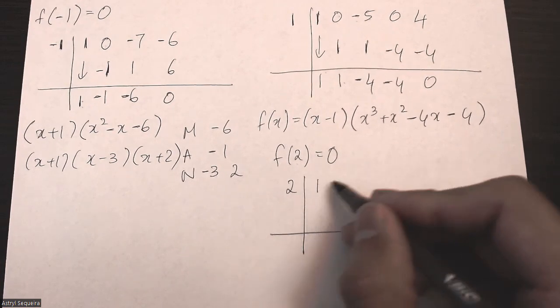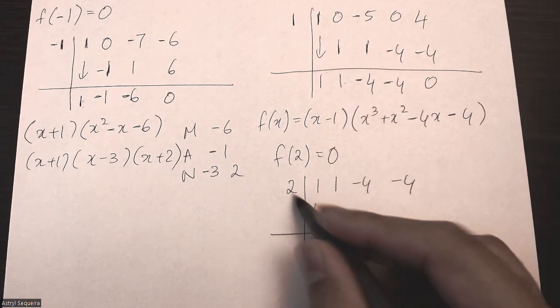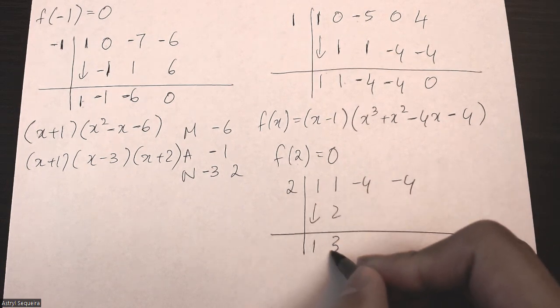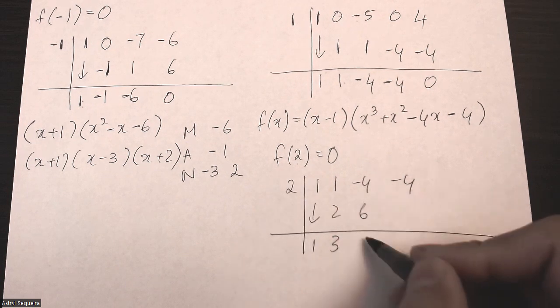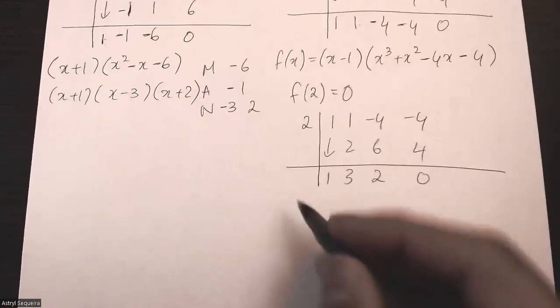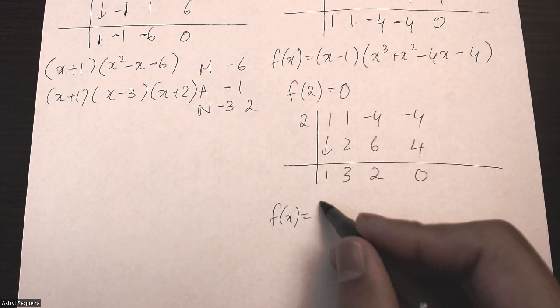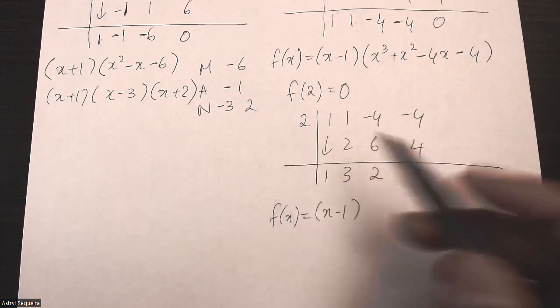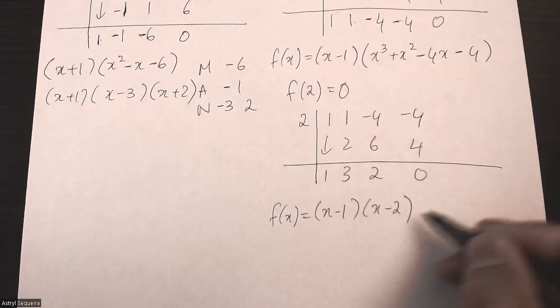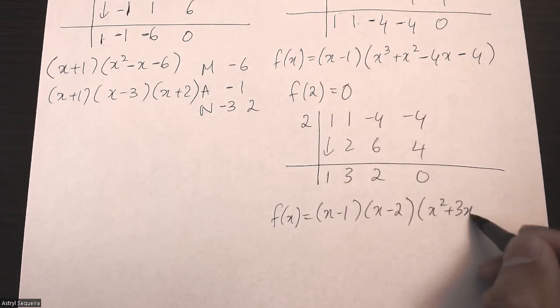2, 1, 1, -4, -4. Bring down the 1. 2 times 1 is 2. That's 3. 3 times 2 is 6. That's 2. 2 times 2 is 4. And I get 0. So now I can rewrite this as f of x equals x minus 1, then this is x minus 2, and then I have x squared plus 3x plus 2.